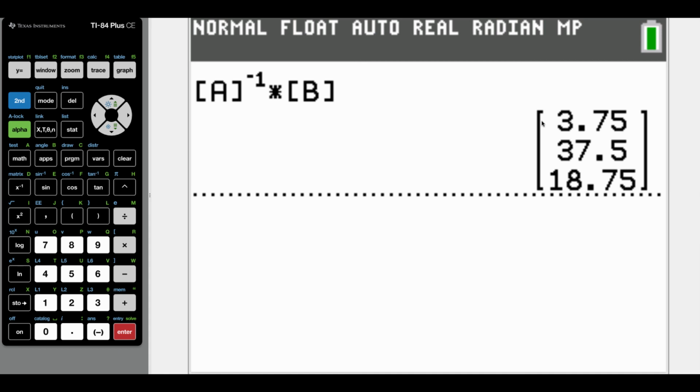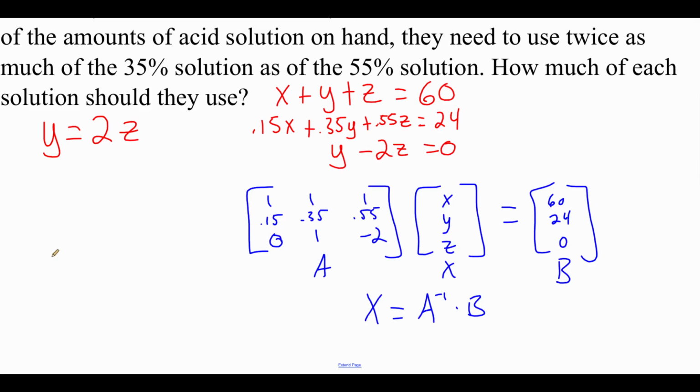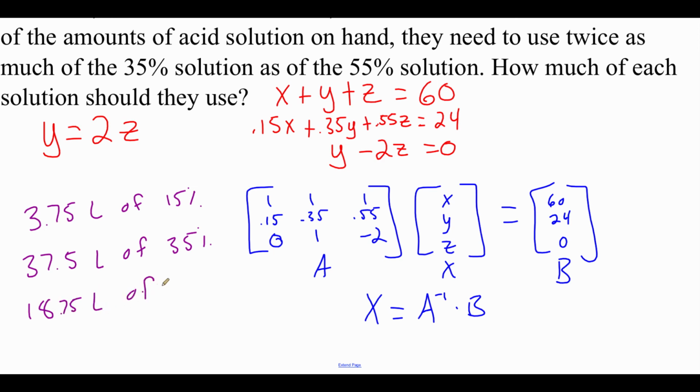So this is the amount of that first solution that we need to use, this is the amount of that second solution that we need to use, and this is the amount of that third solution that we need to use. So that just told us that we need to use 3.75 liters of our 15% solution. We need to use 37.5 liters of our 35% solution and 18.75 liters of our 55% solution.